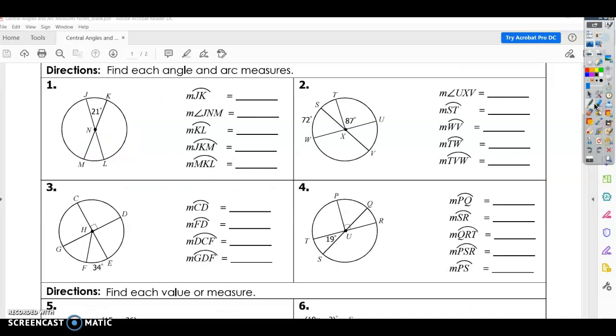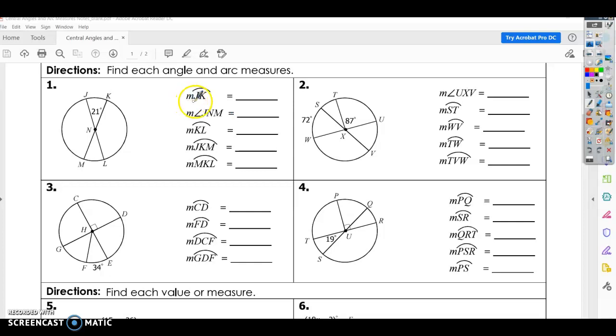All right, so let's look at some examples using the information we just talked about. Find each angle and arc measure. When you see the arc, that means we're looking for the arc. When you see the angle symbol, we're looking for the angle. And remember, when you have a central angle, that central angle is equal to that arc measure.